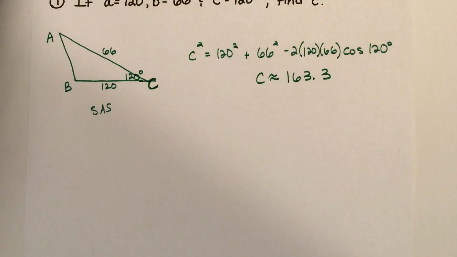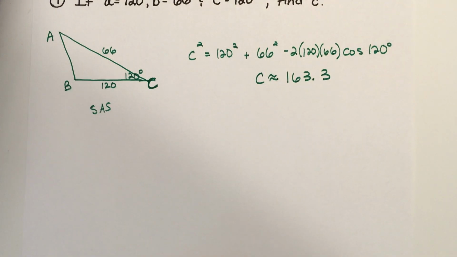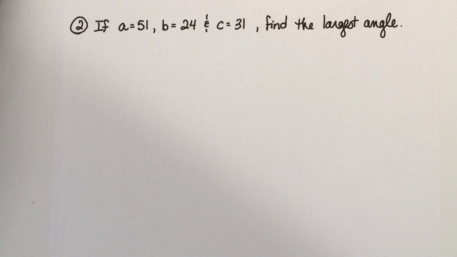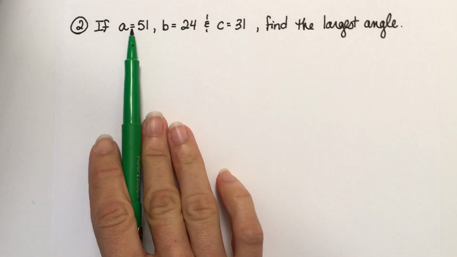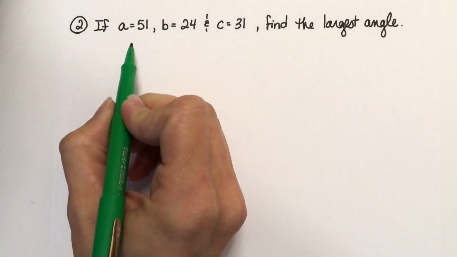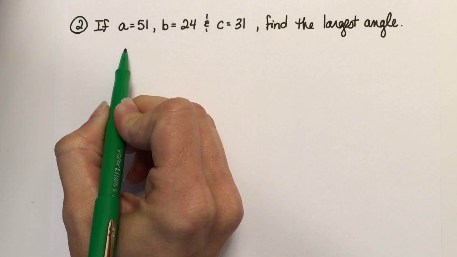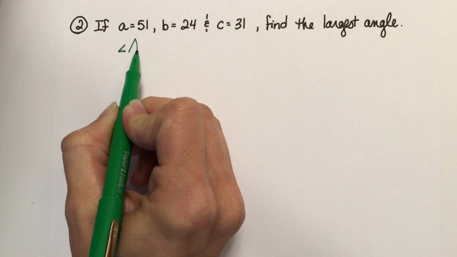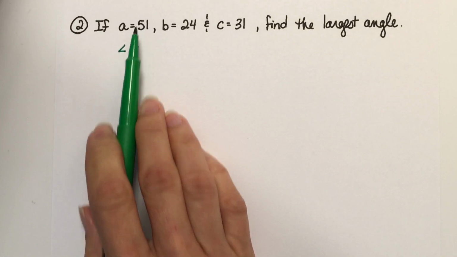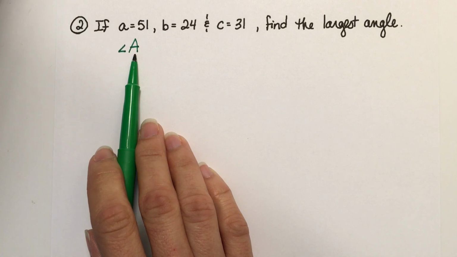All right, next one. In this case, you can tell without even drawing this one that you've got side, side, side, since you've got all 3 lowercase letters. And you're asked to find the largest angle. Your largest angle in this case would have to be angle A, because side a is your longest side, so the angle opposite that would have to be your largest angle.